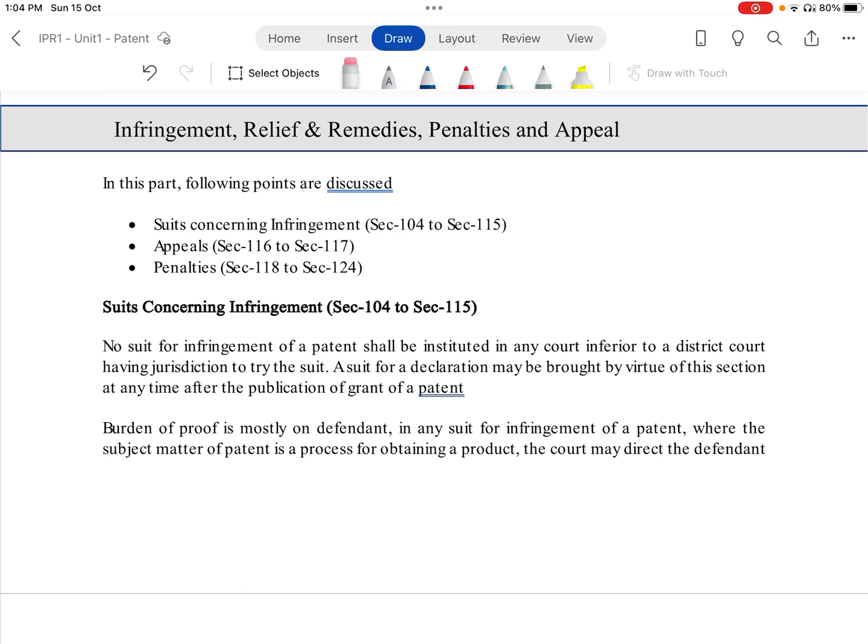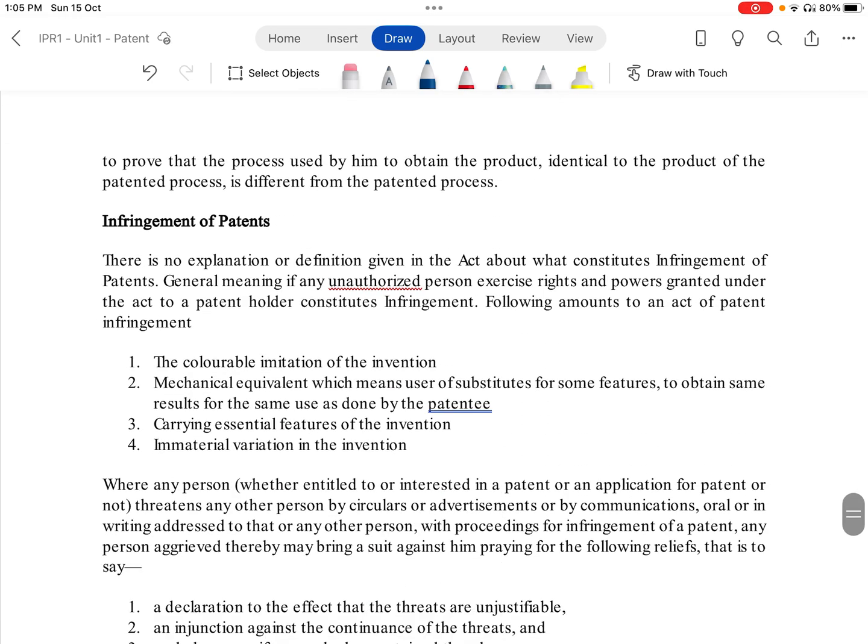And in this case, the burden of proof is mostly on the defendant. Whenever any infringement case is filed, the defendant should prove that it is not an infringement. Whatever he has done is not an infringement of the patent rights. So the burden of proof lies on the defendant. So far we have discussed that any infringement case can be filed in district court and the burden of proof lies on the defendant.